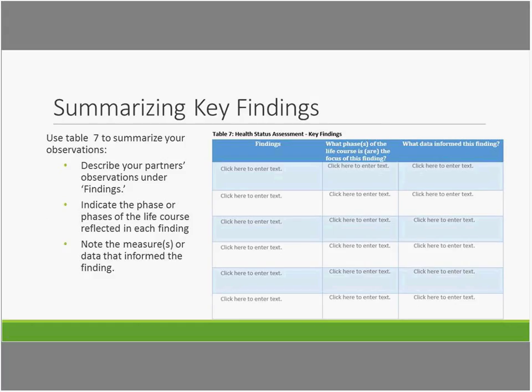Then Table 7, you will summarize your key findings. As I described, this conversation that we'd suggest you have with your partners, the bulleted list of findings that you note with your partners, this is where you'll document those observations. So you'll write a complete sentence for each finding. Note the phase of the life course reflected in the finding and the measure or data that you used to inform that finding. And on the next slide, we have an example of what that might look like.